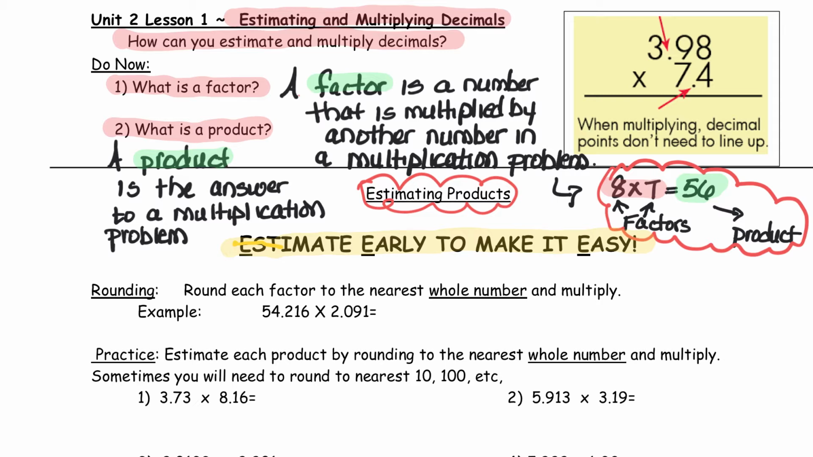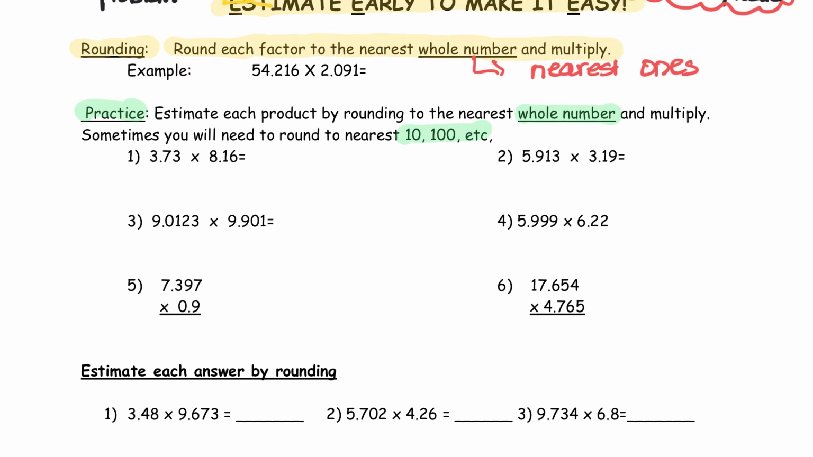So in these examples here for rounding, it says, round each factor to the nearest whole number and multiply. As we learned in our previous unit, the whole number would be to the nearest what place? The nearest ones. Okay, let's take a look at the practice. The practice here says, estimate each product by rounding to the nearest whole number and multiply. Sometimes you will need to round to the nearest 10, 100, etc. when they tell you. So for the problems that are following below, please round to the nearest whole number.